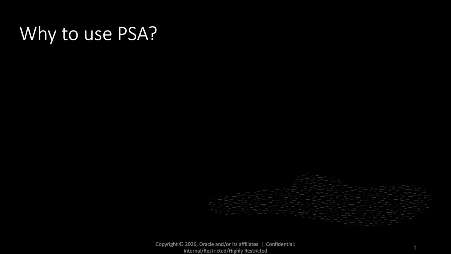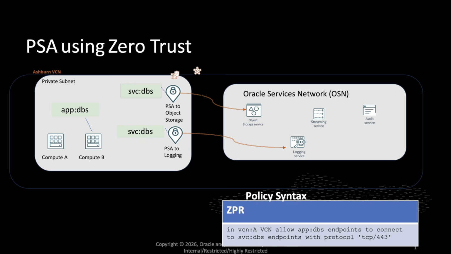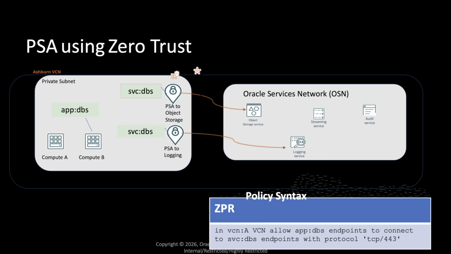Now let's understand why OCI Private Service Access is important and where it provides value in an OCI network architecture. When PSA is combined with zero trust policies, only specifically authorized workloads identified through tags are allowed to access approved services, while all other access is denied by default. This setup enforces least privilege access and strengthens overall cloud security through identity-based controls.